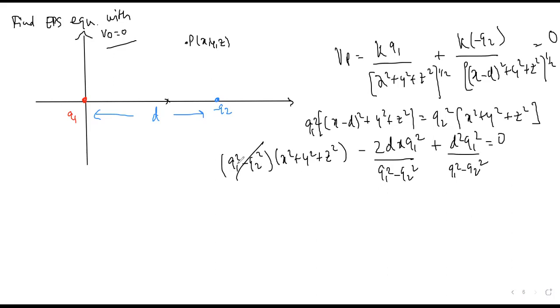Yes or no? This can be rewritten as (x minus a) whole squared plus y squared plus z squared equal to r squared. Yes sir. Can you write it? Where a and r have what values? Please tell me. What are the values for a and r? So a is d q1 squared by q1 squared minus q2 squared. Yes, thank you. Next, what value comes for r? Please tell me.